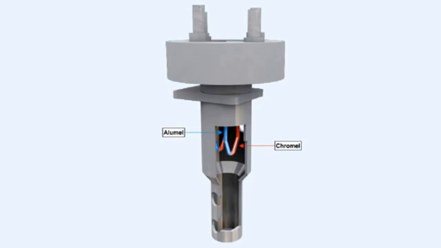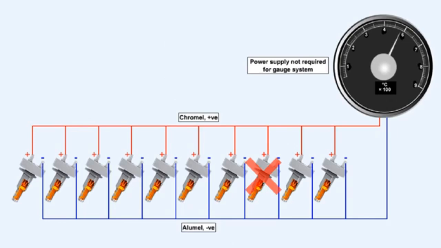The industry standard for the material used at the junction in the temperature probes in gas turbine engines is chromel, nickel chromium, and alumel, nickel aluminium. These two materials may not have the highest millivoltage output of the materials available, but their ability to withstand very high temperatures, coupled with a reasonable volts per degree ratio, makes them ideal for the job. The system does not require a power supply for the gauges to work.